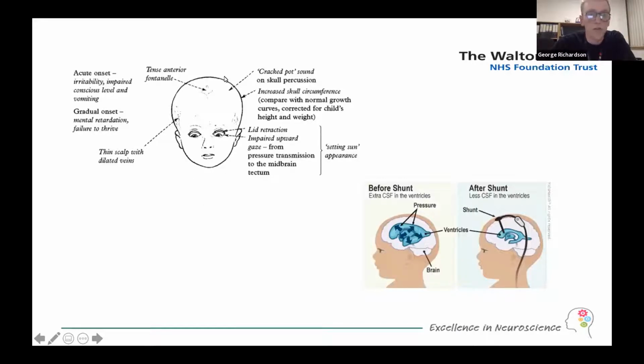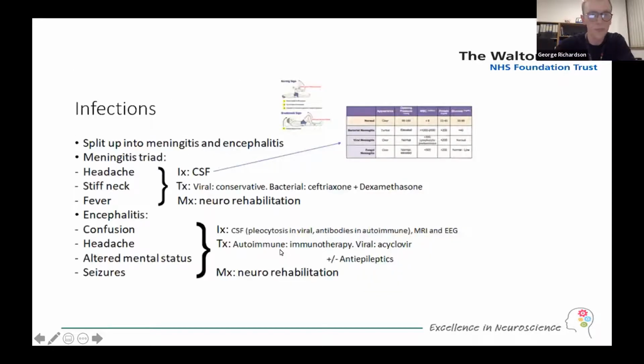This is how the patients can look with hydrocephalus. So as we said, they've got the large head, bulging fontanelles, dilated veins, and the sunsetting of the eyes as well that can be seen there. And as you see on this diagram here, that's the pressure before and the pressure after a shunt has been inserted.